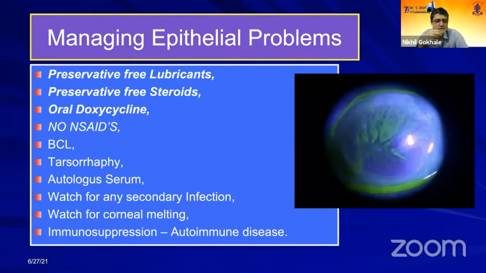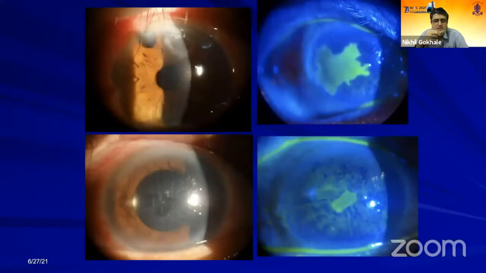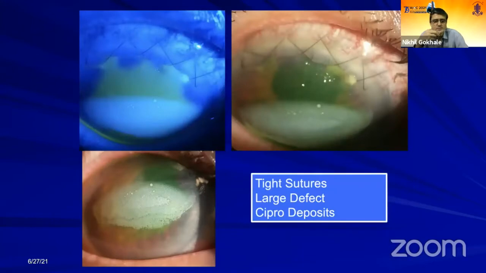However, occasional patients might require that you look for infection, look for autoimmune conditions where you may need immunosuppression, look for corneal melting, and you might have to do a bandage lens or a tarsorrhaphy. So these are some of the more difficult cases that you will see as a cornea specialist in your clinic, which need a little bit different approach. And sometimes it's difficult to figure out whether this is viral or not viral, and you have to take a decision as to how to treat them.